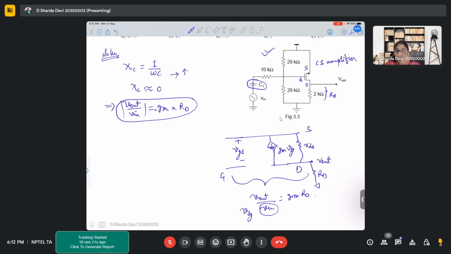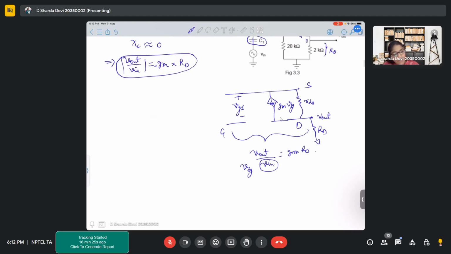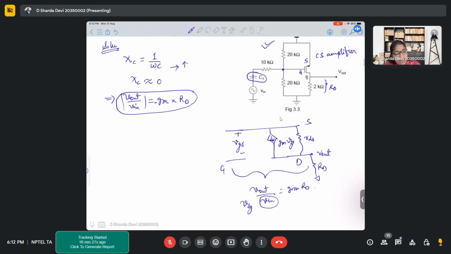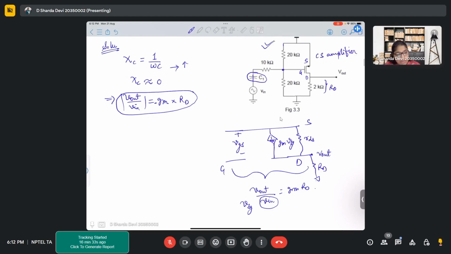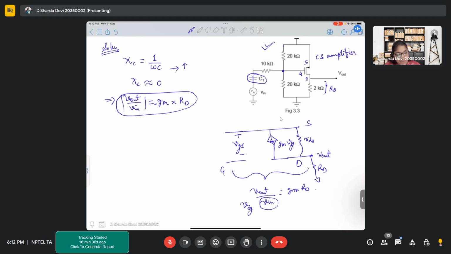But now, if you observe your circuit carefully, you will have these extra two resistors, which are basically the bias resistors. These two bias resistors will also come in parallel to your gate, and you will observe that the voltage appearing across your gate is not actually your input.